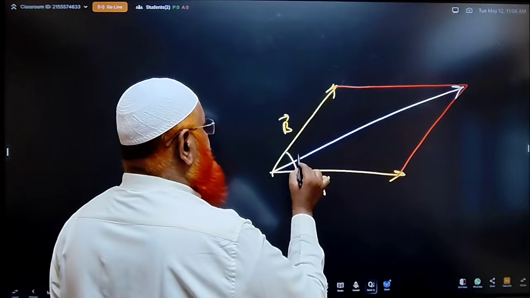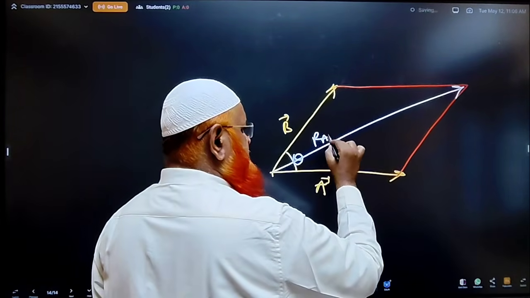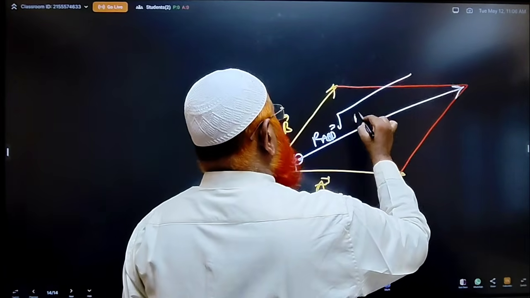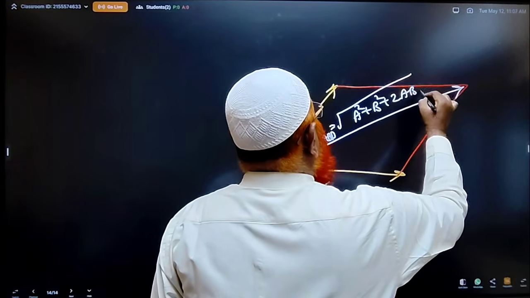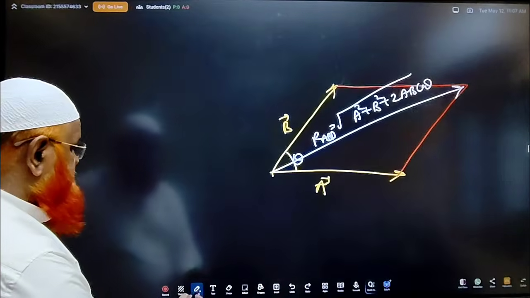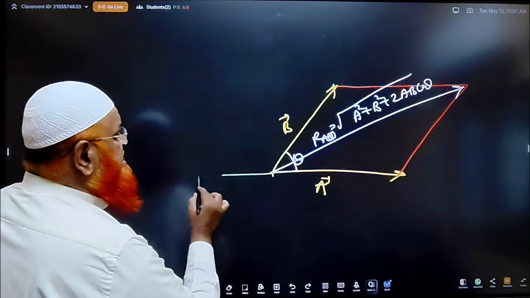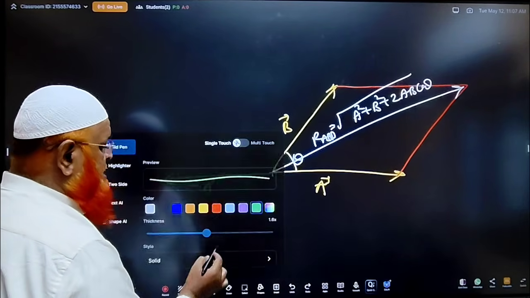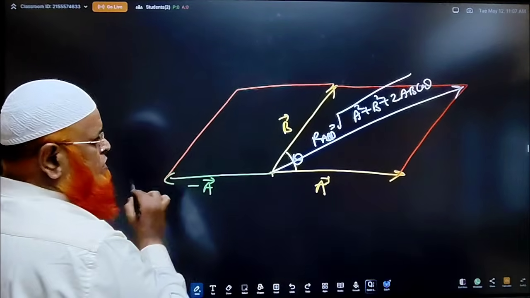And this angle is taken as theta. The resultant, which is called R addition, is given as square root of A square plus B square plus 2AB cos theta. Subtraction means what? Subtraction is nothing but I will consider one negative vector, the vector in the opposite direction, which is going to be minus A bar. Understood? Then I will close this in the form of a parallelogram. I will close this like this.